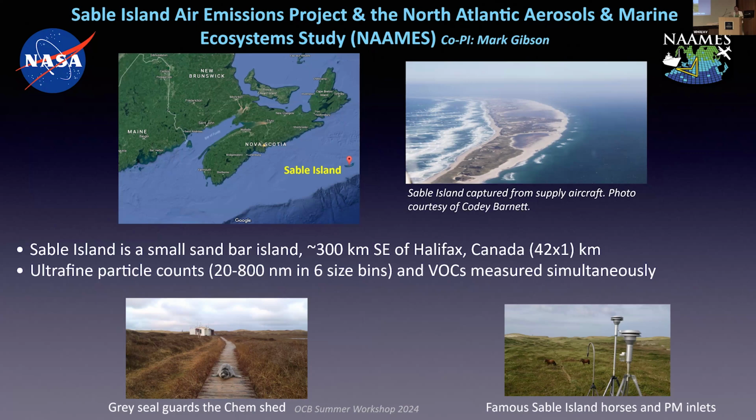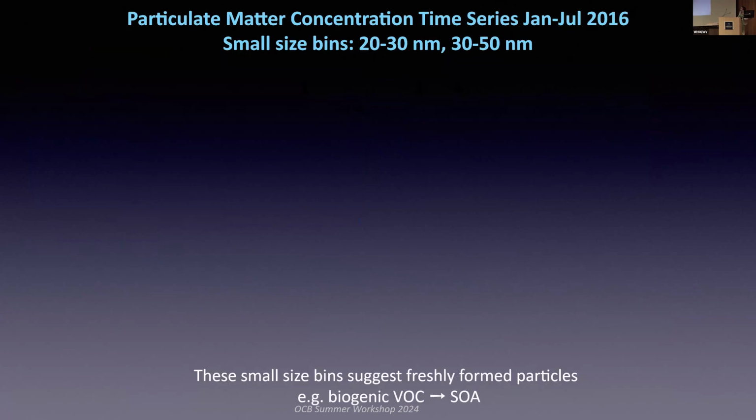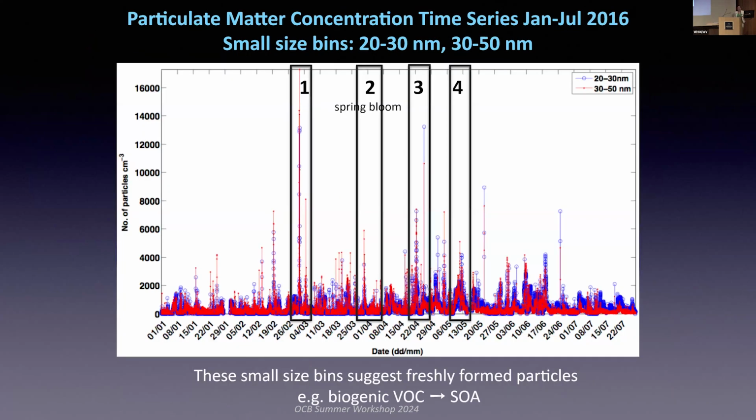You also will see that there are up to 10,000 seals that haul out there every year and pup, which makes getting to your sampling shed a bit of a challenge in the morning. What I'm showing here is a time series from part of our study for the very small size bins of those small particles, the two smallest.